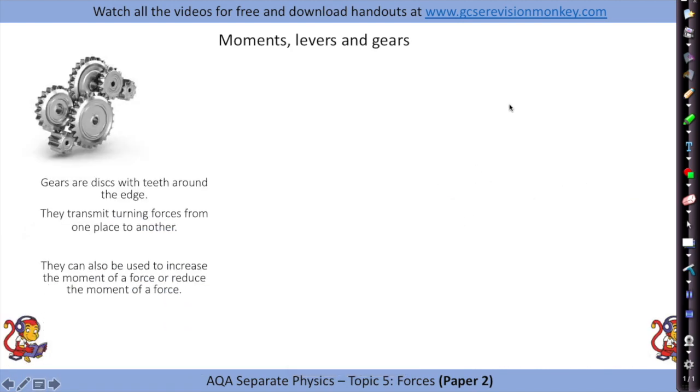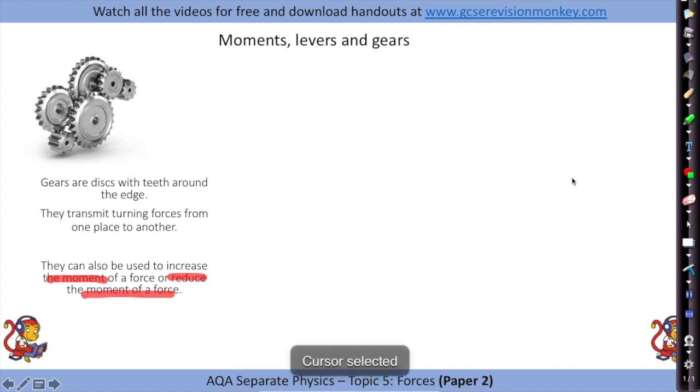Okay, so gears. There's not a huge amount of detail around gears, but worth knowing the little bit that is in there. So gears, like in a car or on a bicycle, are discs with teeth around the edge. They transmit turning forces from one place to another. They can be used to increase the moment of a force or reduce the moment of a force.